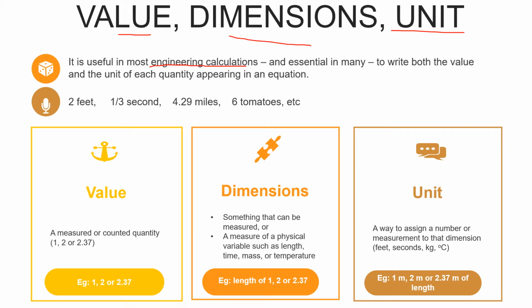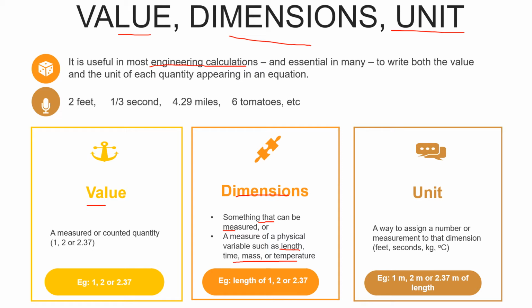So what is a value? So kalau tengok kat sini, value adalah a measured or counted quantity. Okay, the number tu adalah value. Contoh 1, 2, 2.37, 5. So that is a value, the number. And then the dimension is something that can be measured. So sesuatu yang you can measure, for example, the length, time, mass, temperature.